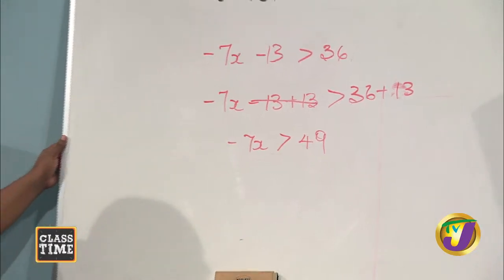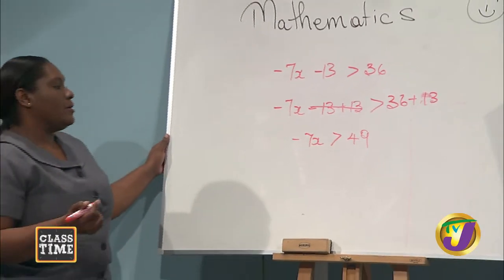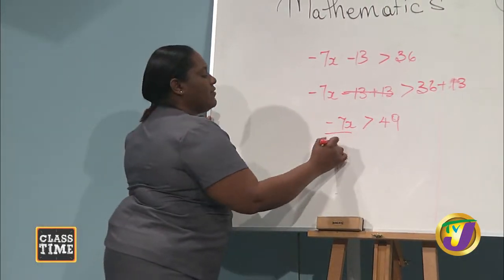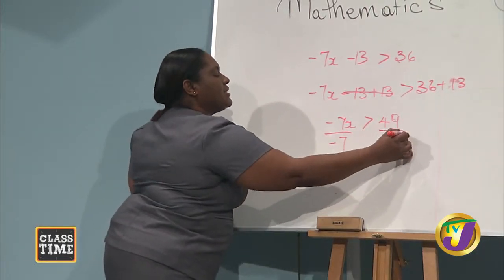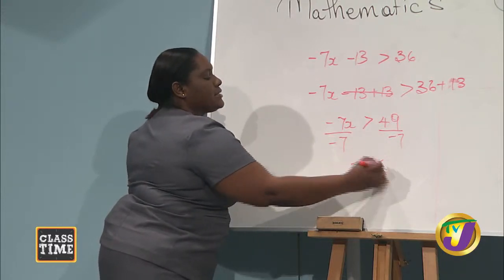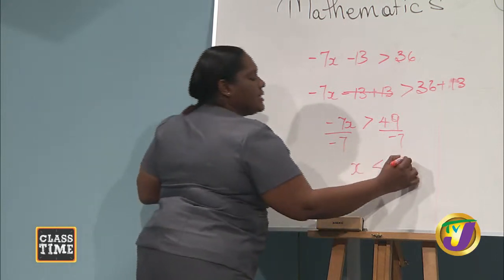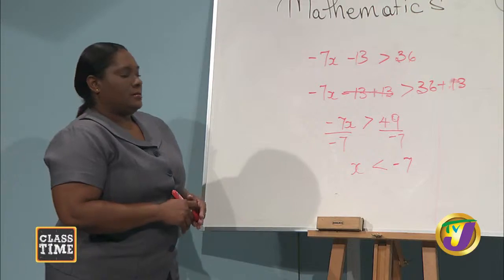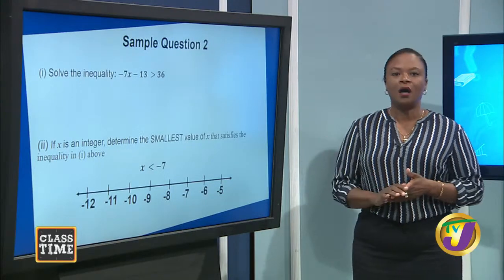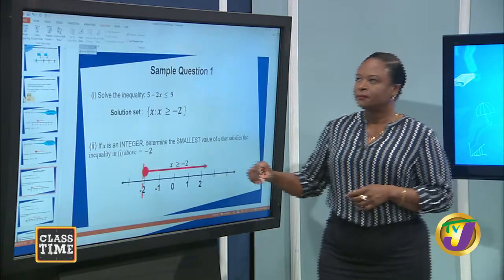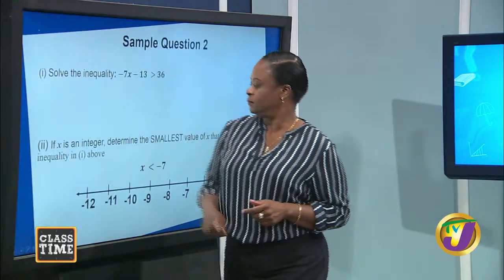49. And we're also using something that we would have learned earlier. We are dividing by a negative number. So when we divide both sides by -7, then x, the reverse of the sign, is now less than -7. And of course, -7 is not included in the solution. I understand and I can appreciate that.